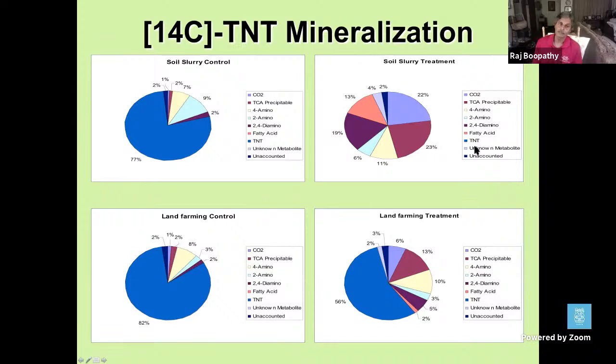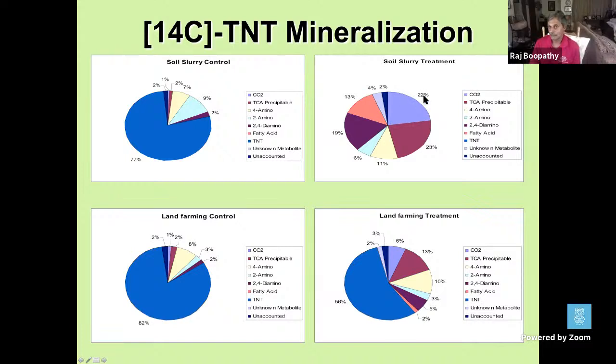So we did the mass balance study by spiking radio-labeled TNT and then monitoring the radioactivity of C14 TNT. And you can see in the control, most of the TNT is still there. And you see some metabolites, these are the biotransformation products 4-amino dinitrotoluene and 2-amino dinitrotoluene. They are produced in the control. But when you have molasses, you can see this.